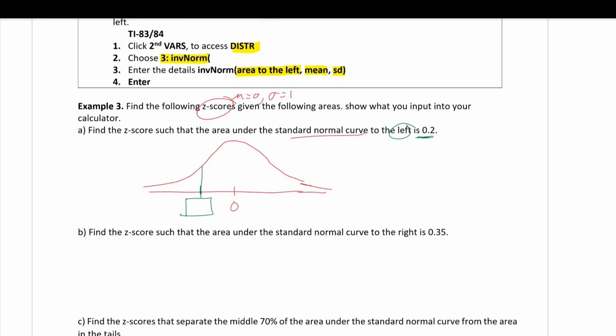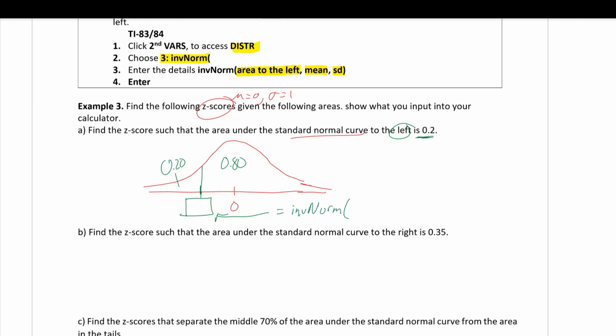it looks like this area would be about 20%. And then what's the remaining portion? Everything has to add up to 1, so the remaining portion has to be 0.80. This mystery number that we're trying to find is found using this inverse normal function.